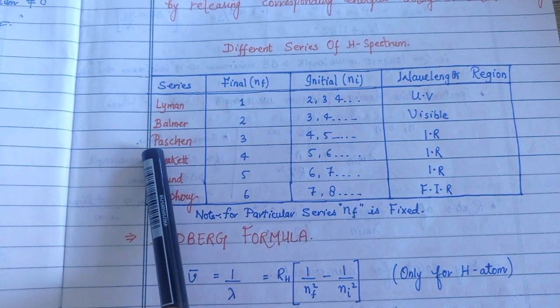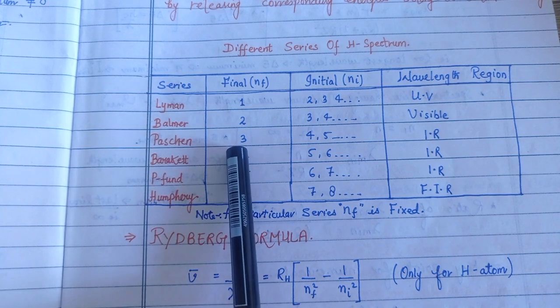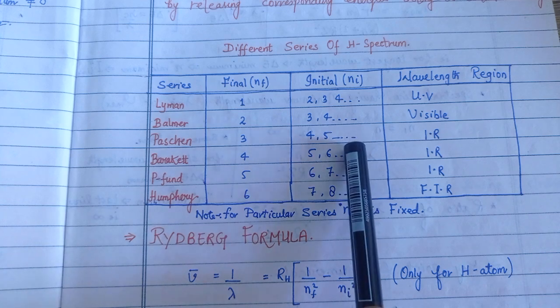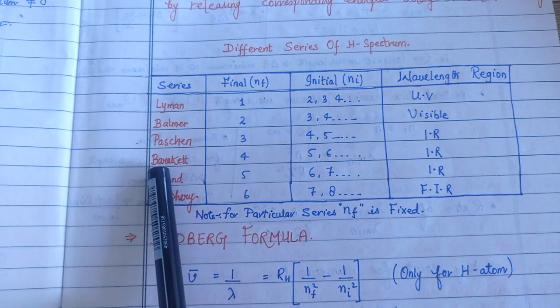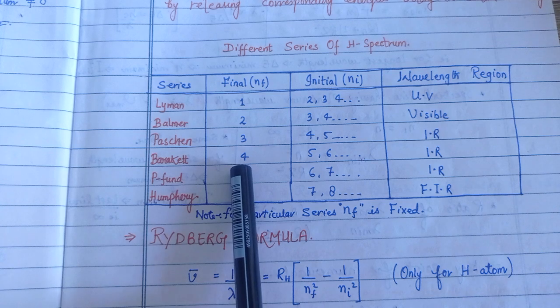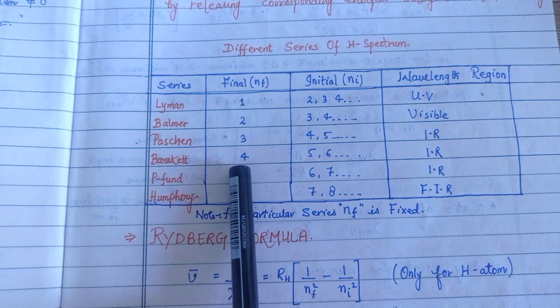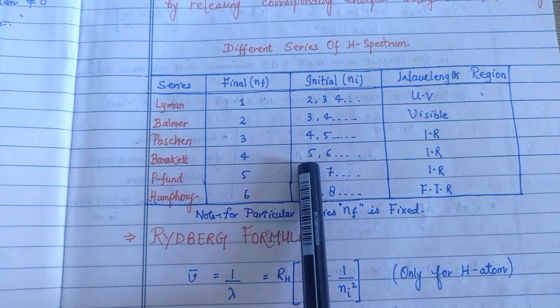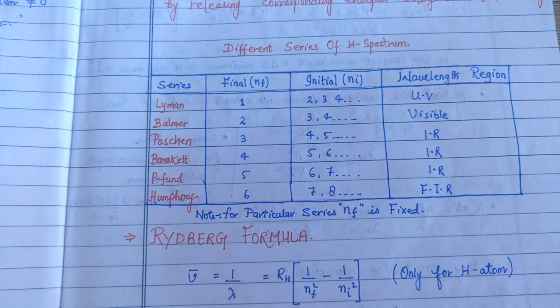If I ask about the Paschen series, electrons will come to the third energy level from the fourth, fifth, sixth, and so on. Similarly, in the Brackett series, electrons come to the fourth energy level. It means the final stage for the electron in the Brackett series is the fourth energy level or the fourth orbit, but it is coming from the fifth, sixth, seventh, and so on. So for a particular series, Nf is fixed. Are you agree? Yes, because finally they are coming to that energy level, but they may come from higher and higher energy levels. So Nf is always fixed for a particular series.